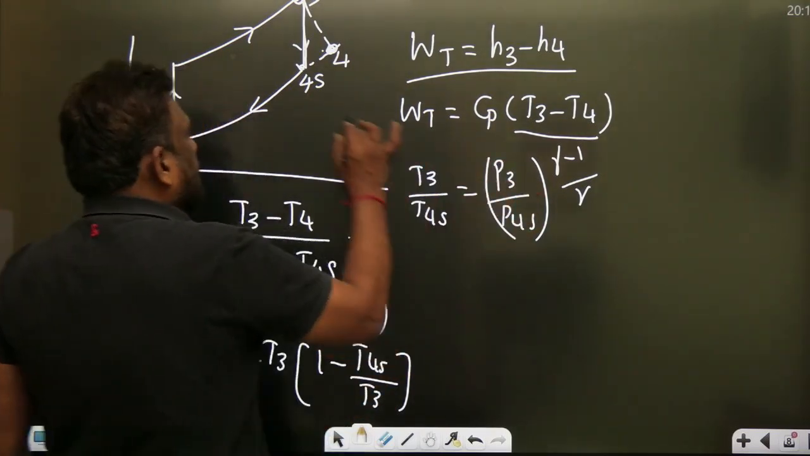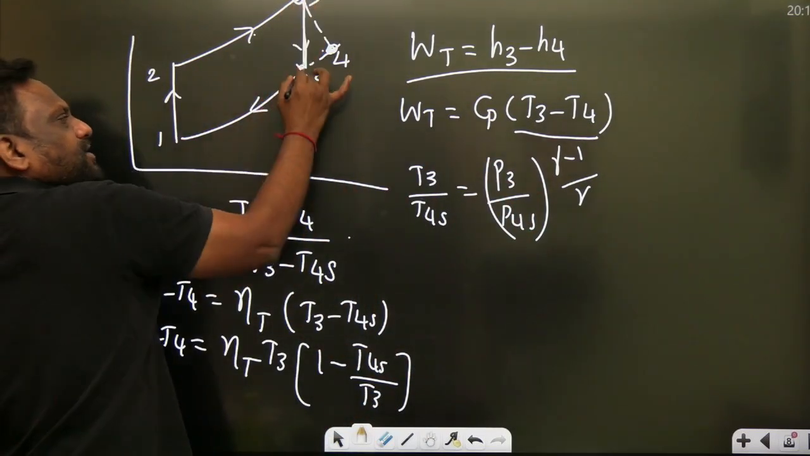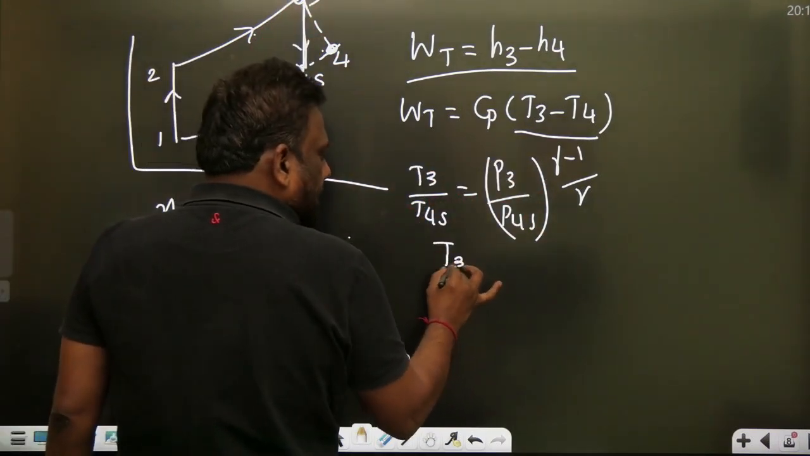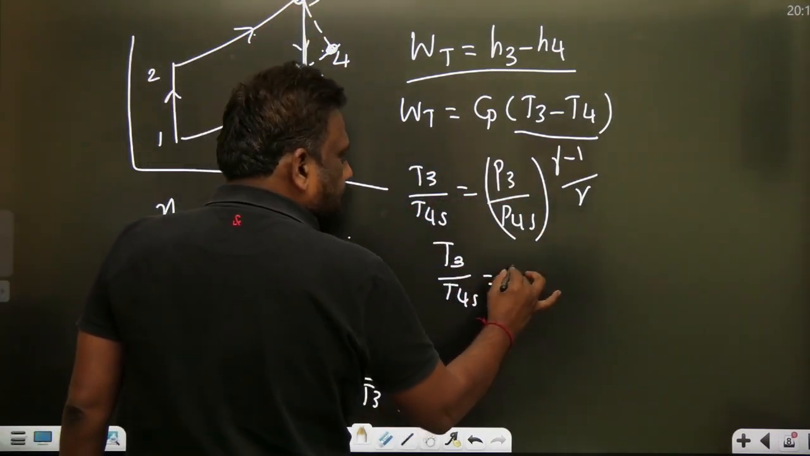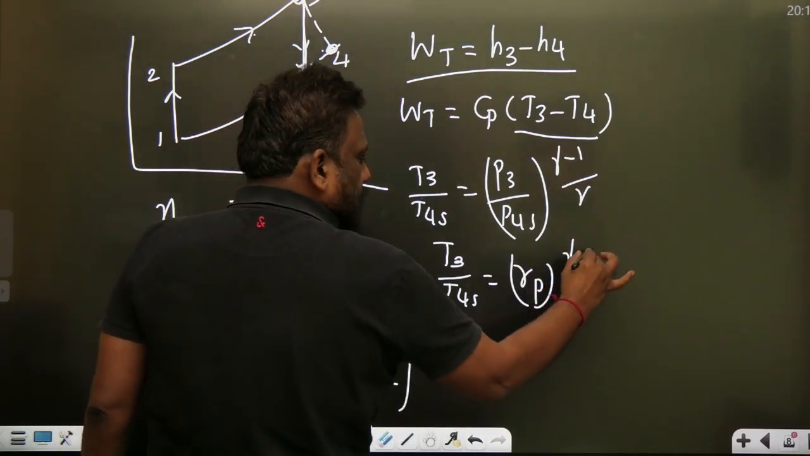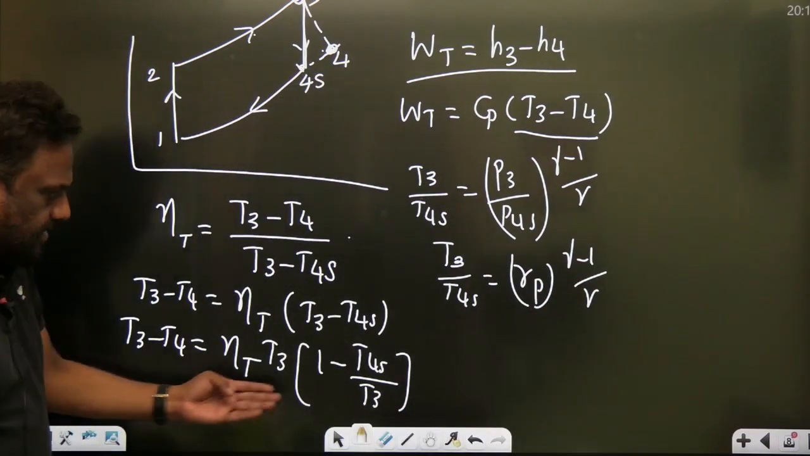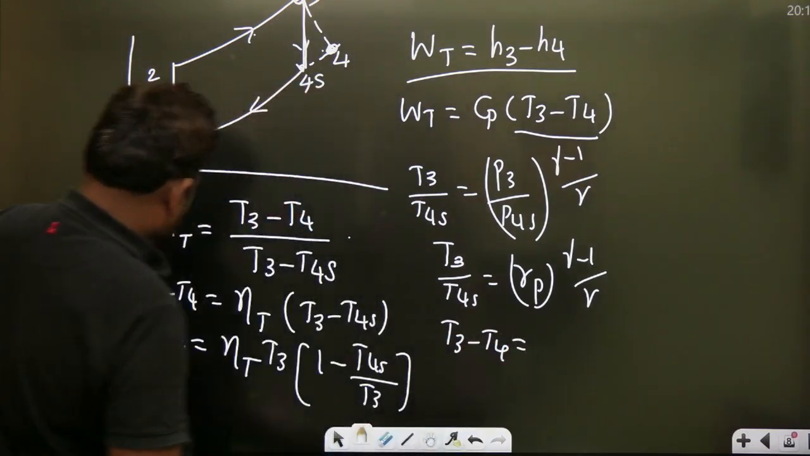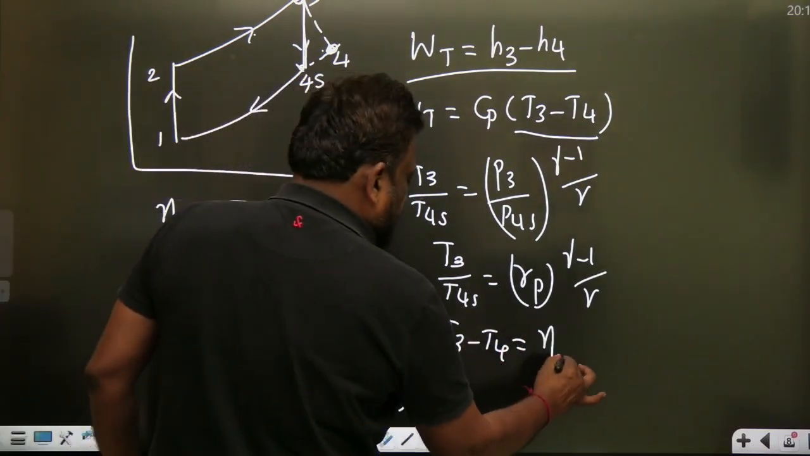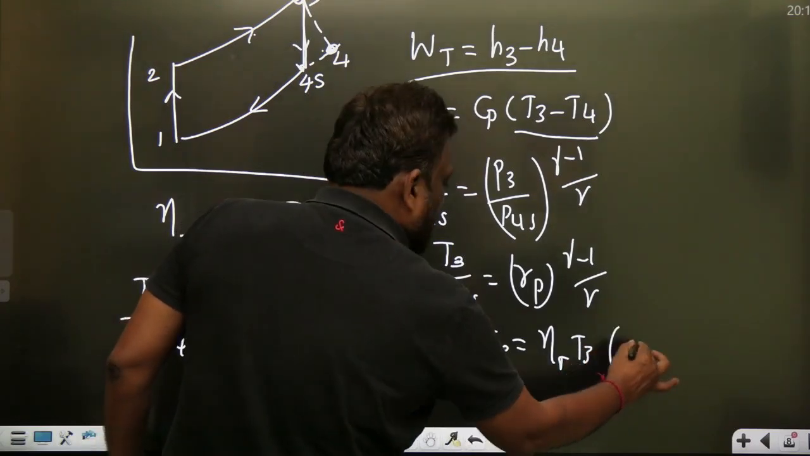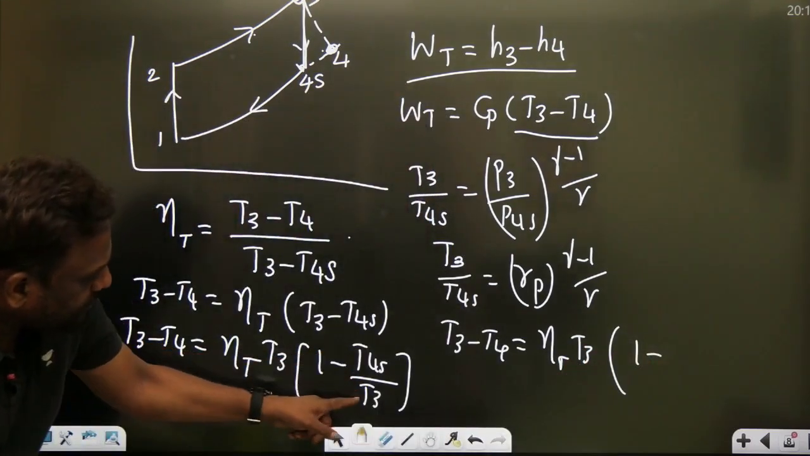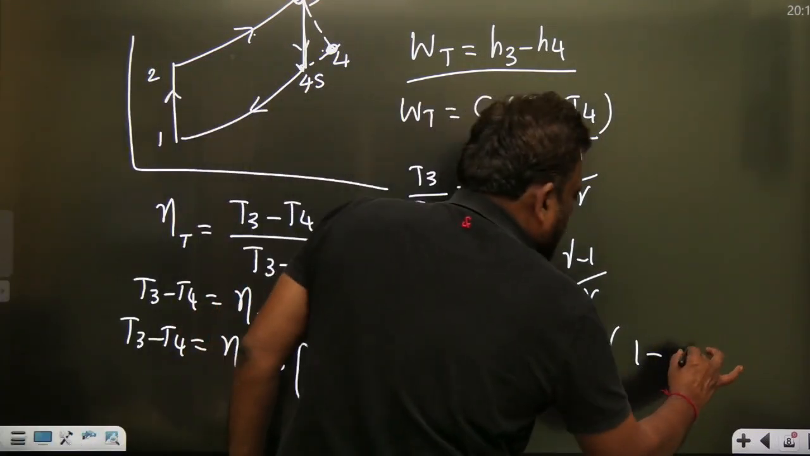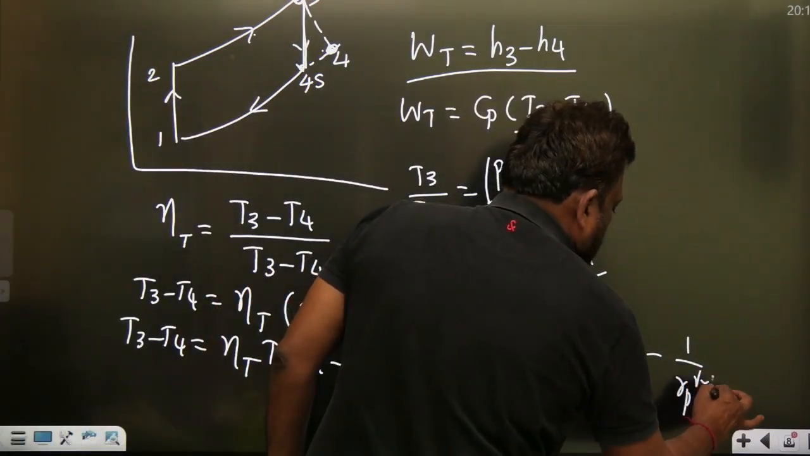So from here you already know 3 to 4s. Pressure 3 to pressure 4 is the pressure ratio. This is Rp. So T3 by T4s is nothing but Rp power gamma minus 1 by gamma. So come to this equation. T3 minus T4 can be written as T3 times turbine efficiency, correct? T3 into 1 minus, now you have T4s by T3. So what is T4s by T3? Reverse, it will be 1 by Rp power gamma minus 1 by gamma.